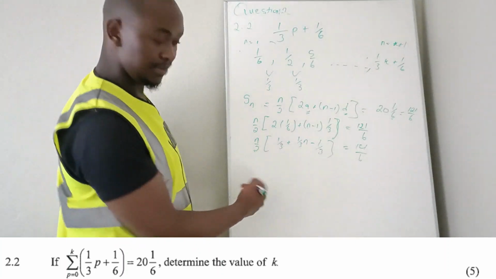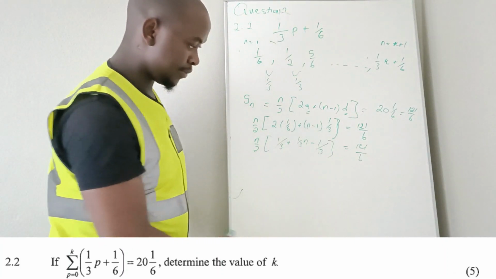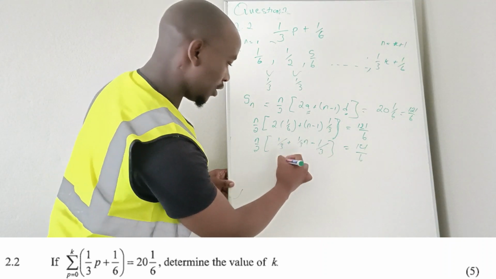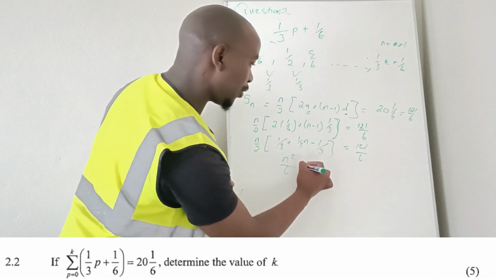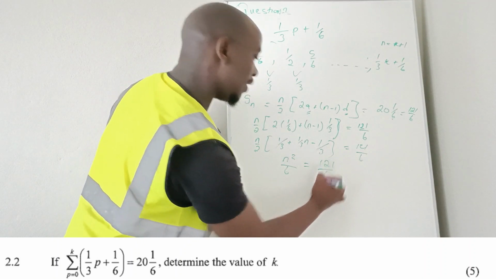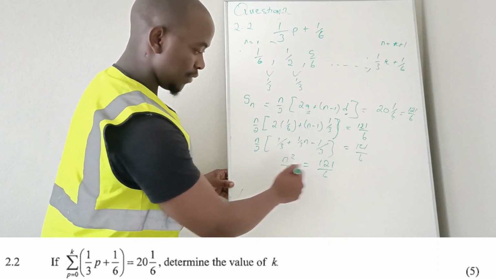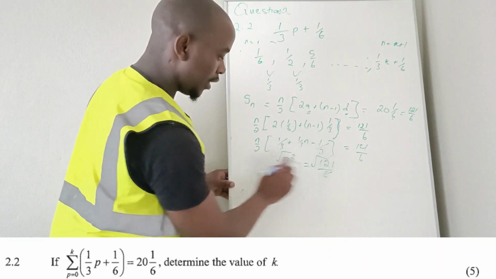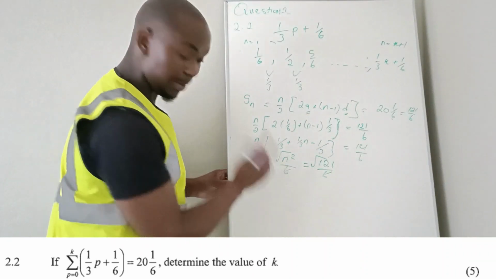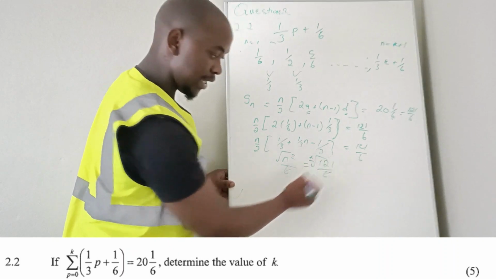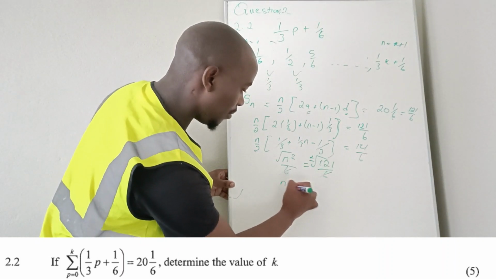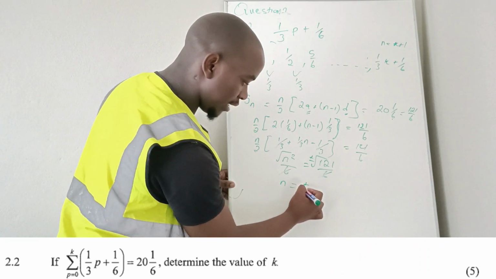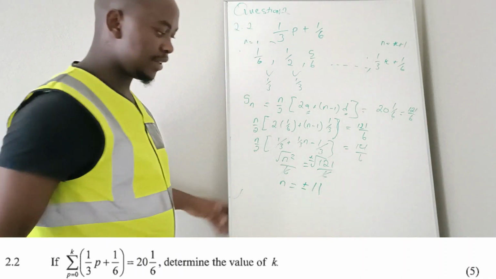Oh, we already see that this can cancel out, and we are left with n over 2 multiplied by n over 3. So this is n squared over 6 equals 121 over 6. Therefore the 6 will cancel each other, and the value of n is going to be a square root. When you take a square root, know that the possible values can be plus or minus. So what is the root of 121? It's 11. So n can either be plus or minus 11.